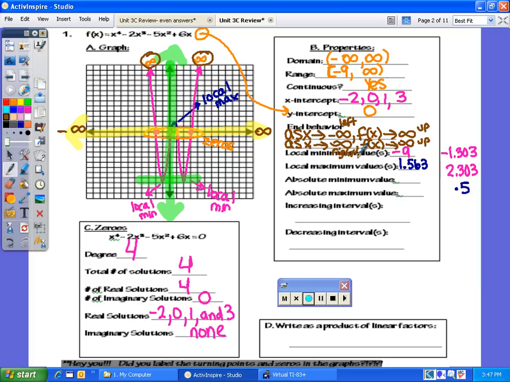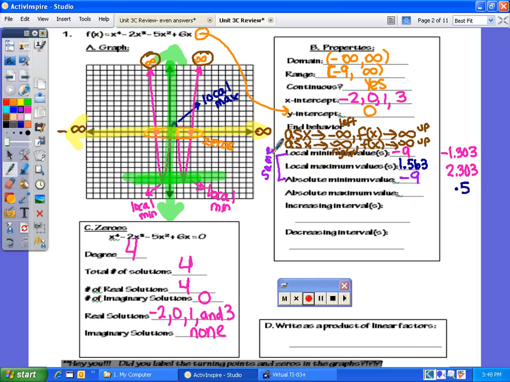Alright, absolute min and max mean absolutely how low and how high do you go. So you'll notice that looking at my range, the lowest point here is still -9. It's the same as my local min. So my absolute min and my local min are going to be the same, just for this example. It doesn't always work out that way.